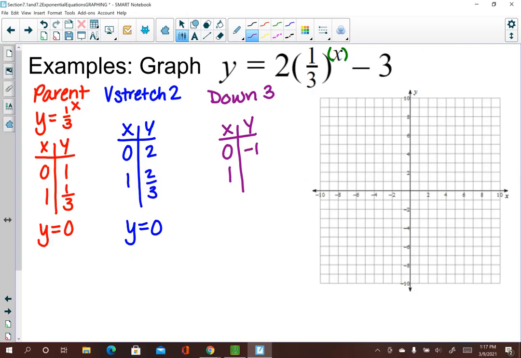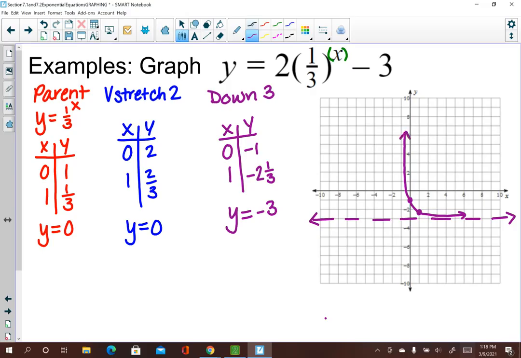So we get negative 1 here, and we get negative 2 1/3 here, with an asymptote that's now changed to negative 3. The first thing I graph on my coordinate plane is the asymptote, y equals negative 3. I plot my 2 points, (0, negative 1) and (1, negative 2 1/3), which would look like there. My exponential decay shape looks something like this. We start out really big and then we get really, really small and close to my asymptote like that.